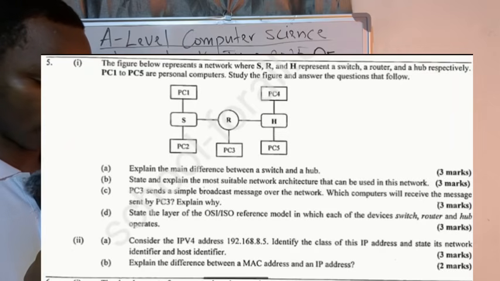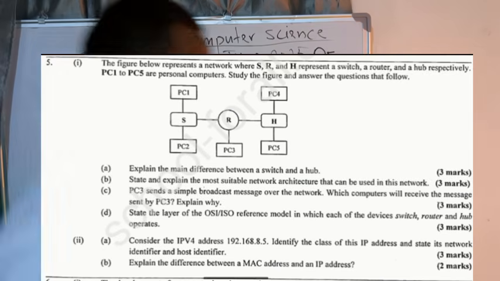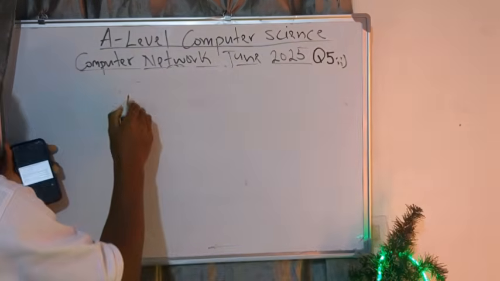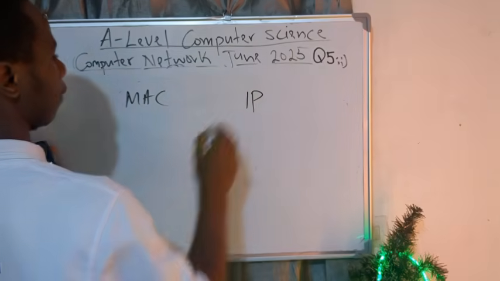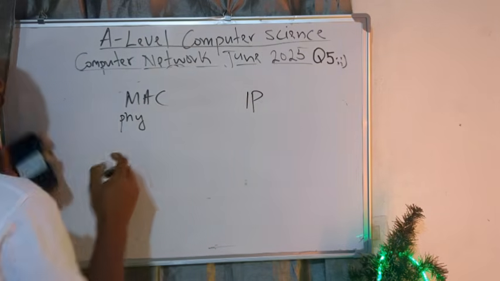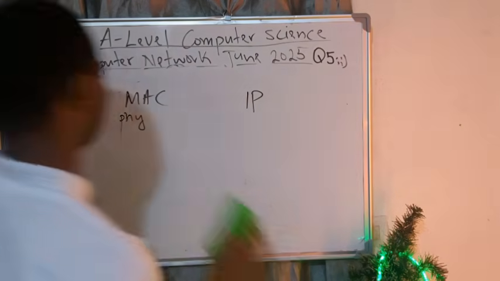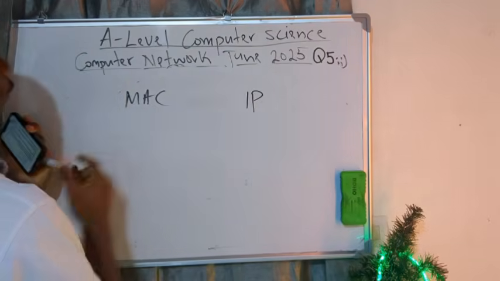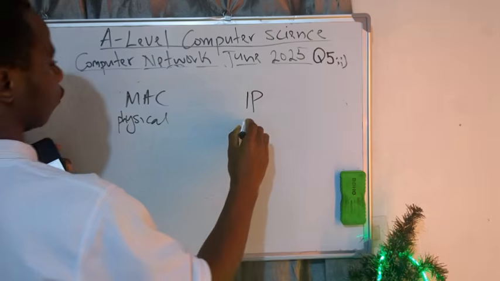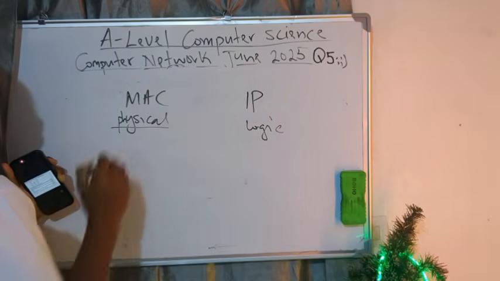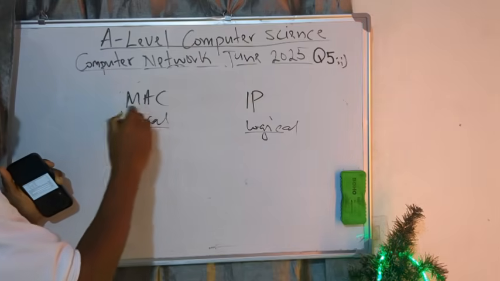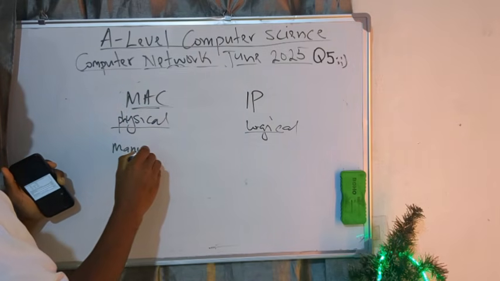The last question here, they say, explain the difference between MAC address and IP address. Please, what I want you to know between these two is that, let me just write it here. This is MAC, this is IP. The first thing to note is that MAC address is also known as physical address, and IP address is called logical address. Why is MAC called physical address and IP called logical address? Simply because the MAC address is given by the manufacturer.